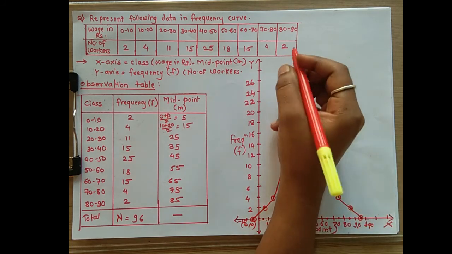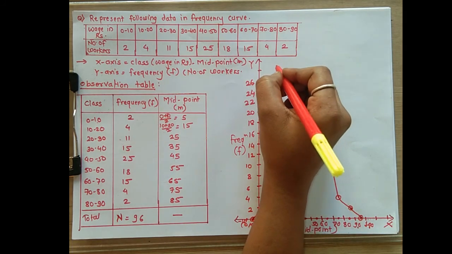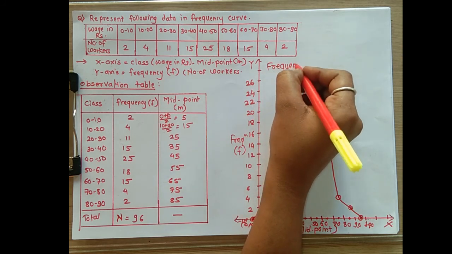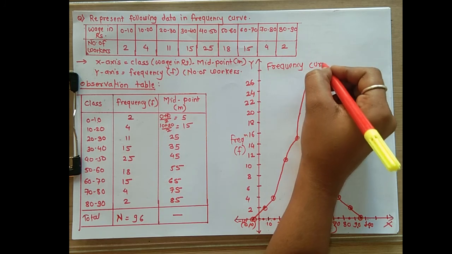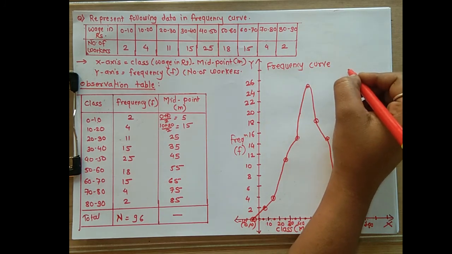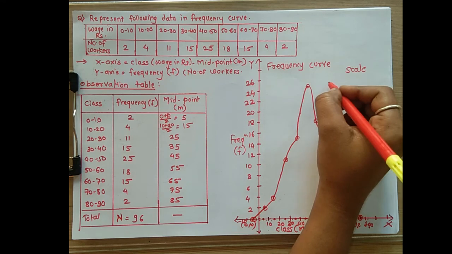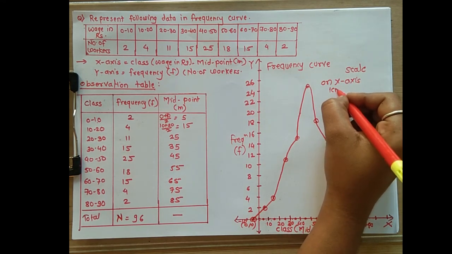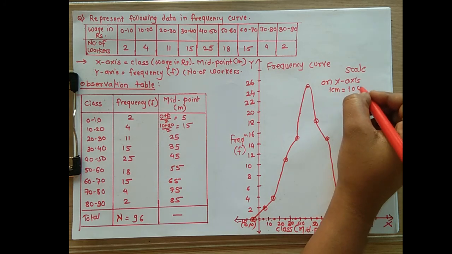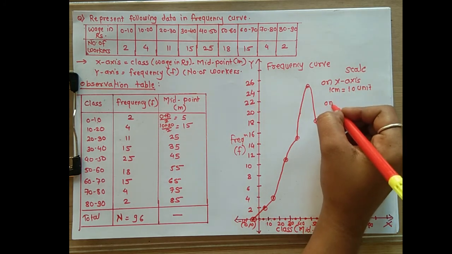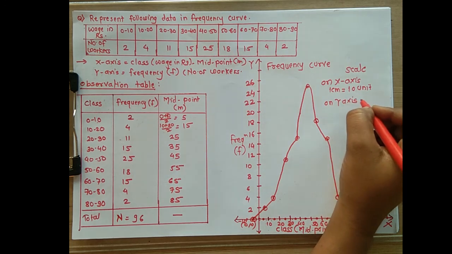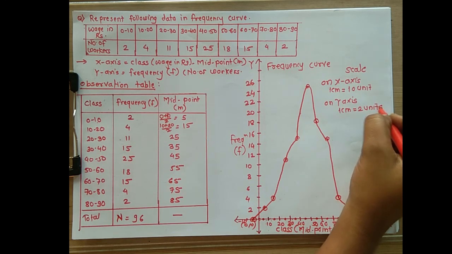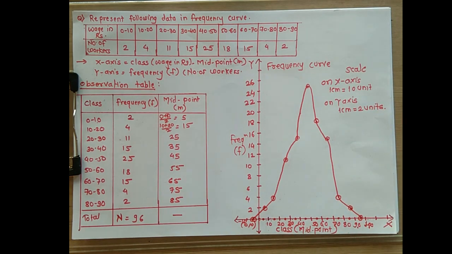Now the chart title is frequency curve. The scale we have taken on x-axis is 1 centimeter equal to 10 units, on y-axis 1 centimeter equal to 2 units. Here we complete the frequency curve.